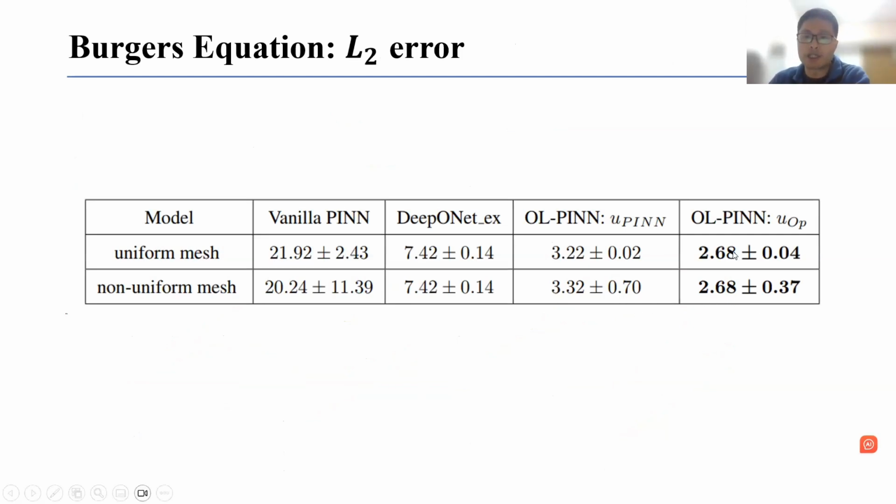So again, I show the relative error here for the Burgers equation. This is for the vanilla PINN, this is for extrapolation, and these are the two outputs of the neural networks. So this is for the Burgers equation.